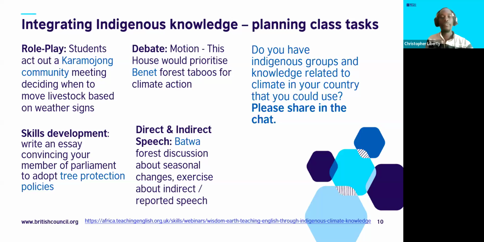And then we have skills development. You know, someone had already said you could write a poem in the chat. Here we could also write an essay convincing a member of parliament, for example, especially in Uganda, since we have elections in January, to adopt a tree protection policy. So that would be all, and more, because I know these are examples that we can use in our classrooms. Article writing that is based on depth of the research.